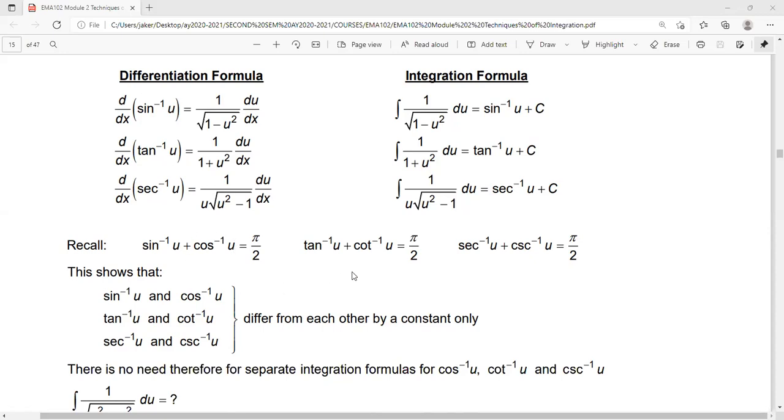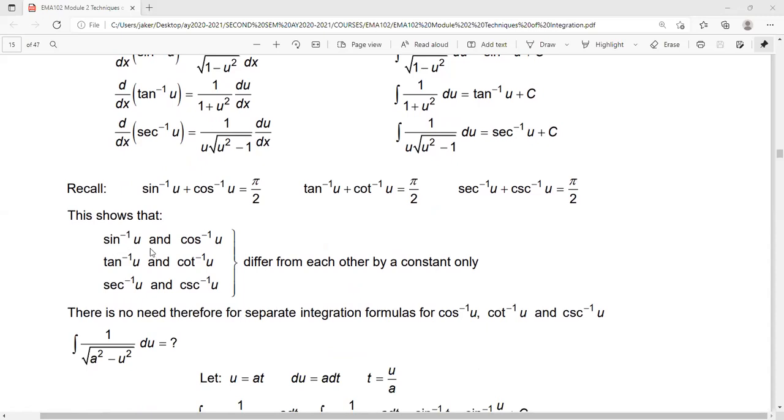The same thing in here for the arc cotangent of u. The arc cotangent of u is just pi over 2 minus the arc tangent of u. The arc cosecant of u is just pi over 2 minus the arc secant of u. So they differ only, the arc sine and the arc cosine, the same thing with the arc tangent and the arc cotangent, and the arc secant and the arc cosecant. They differ only from each other by a constant. And what is that constant? That constant is pi over 2.